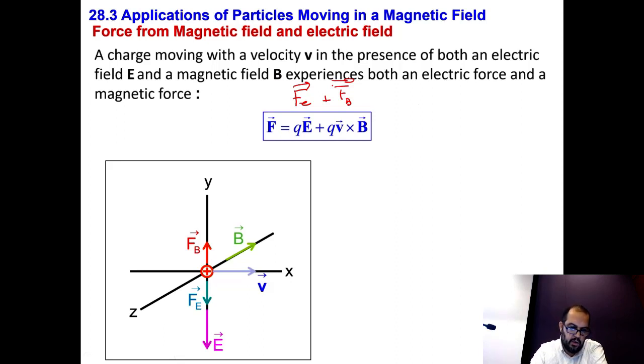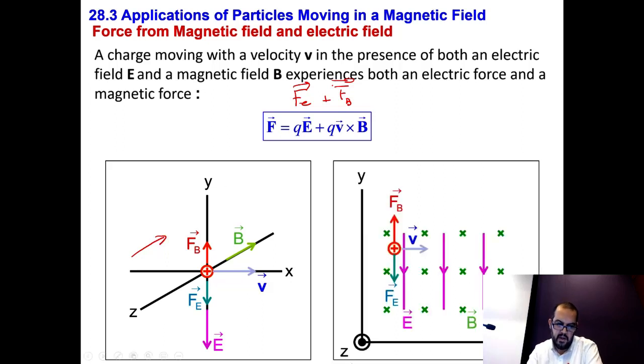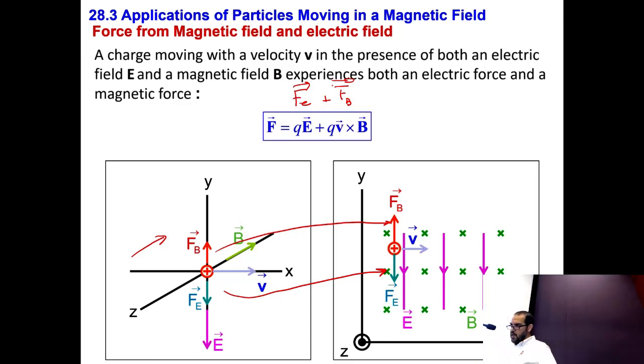If we take a look from this side, we can display the same thing. Here we're showing the velocity vector is along the positive x-axis, the magnetic field vector is into the page in the minus z direction, and the electric field vector is in the minus y direction. Again, we're representing this force here. This is the electric force. This force is represented like this. So you can have a plot in a three-dimensional Cartesian coordinate system, or you can have just a view from one angle.